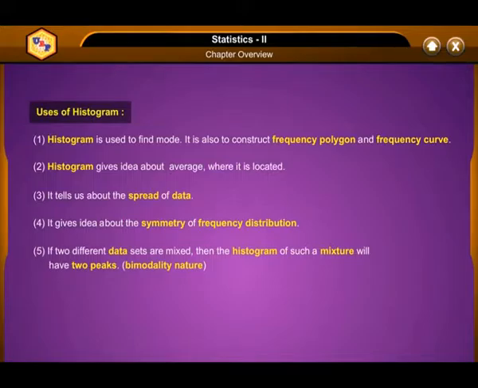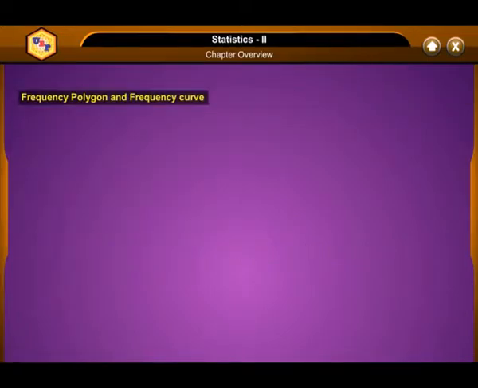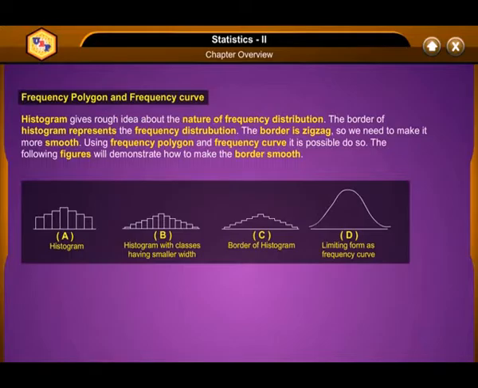If two different data sets are mixed, then the histogram of such a mixture will have two peaks. Histogram gives a rough idea about the nature of the frequency distribution. The border of the histogram represents the frequency distribution.